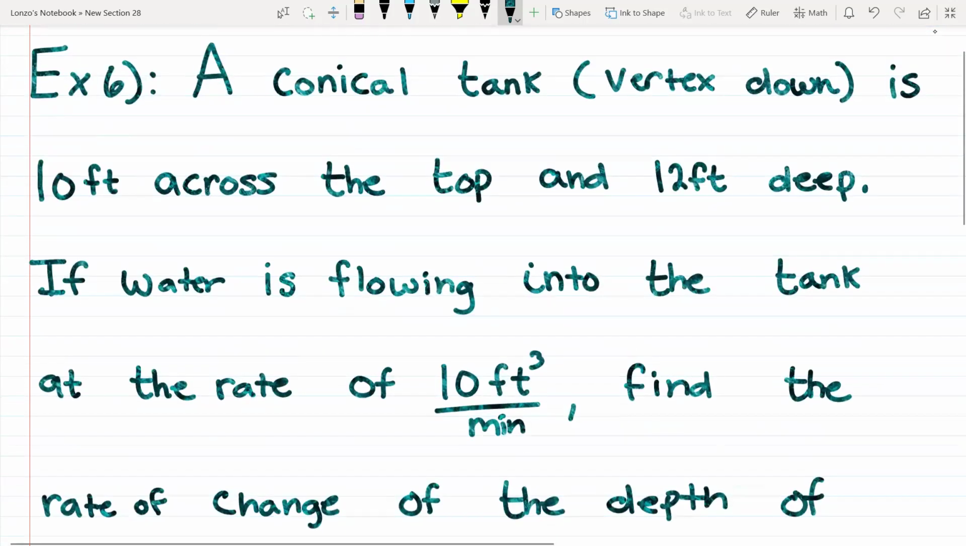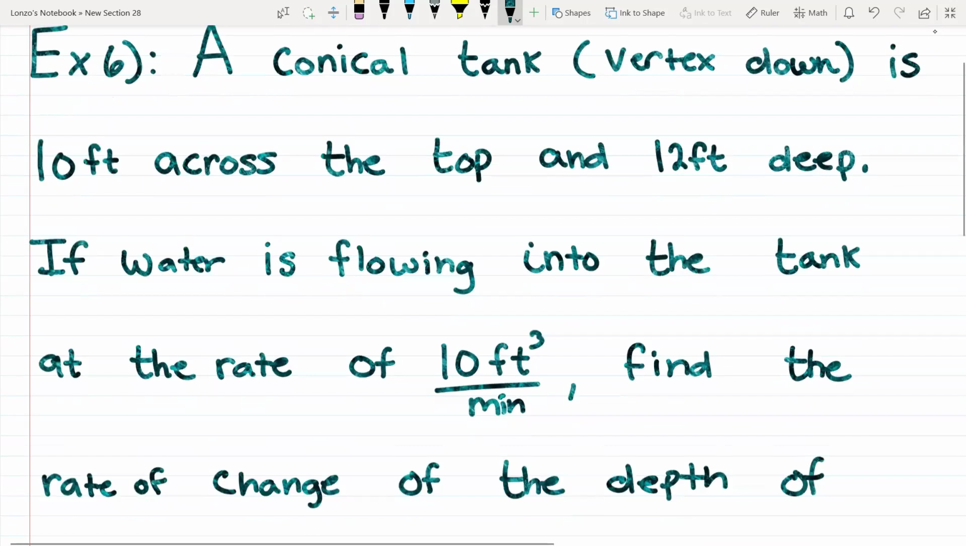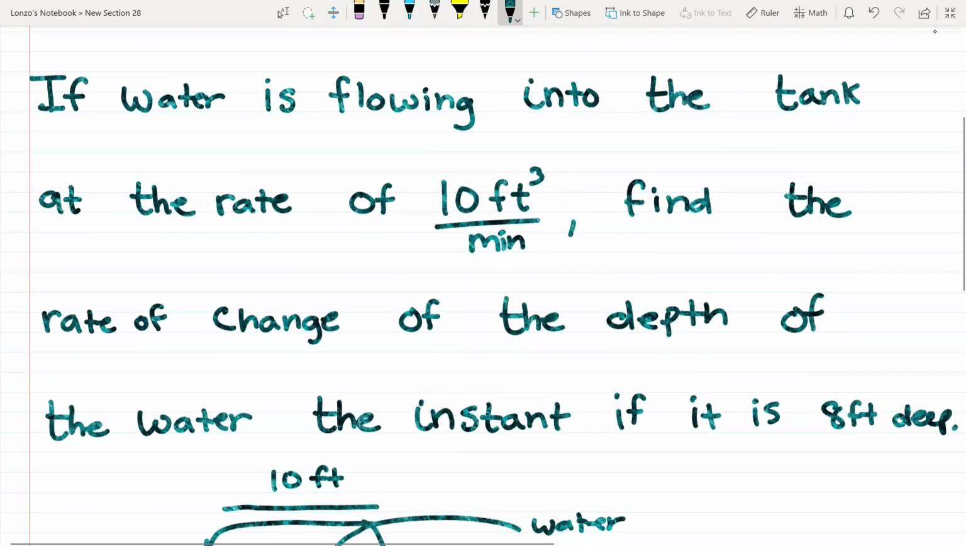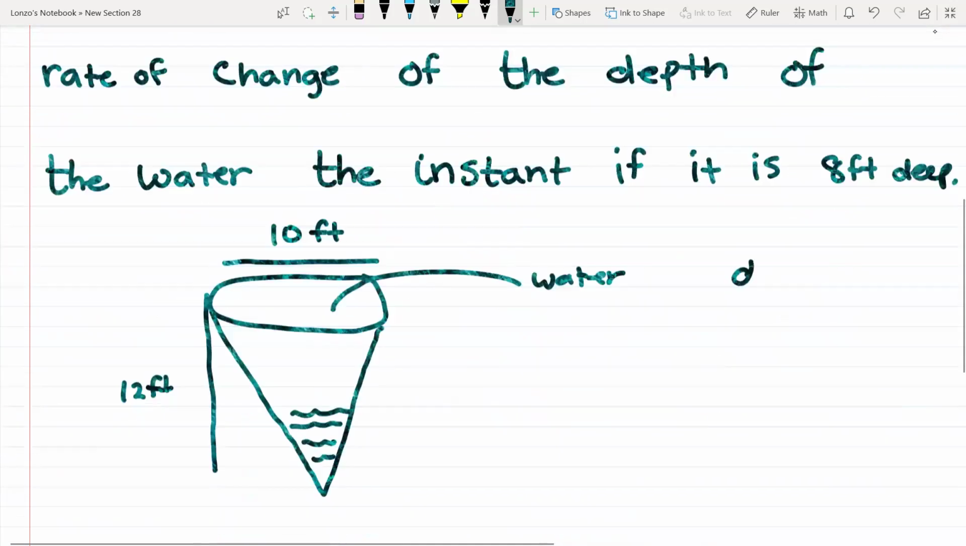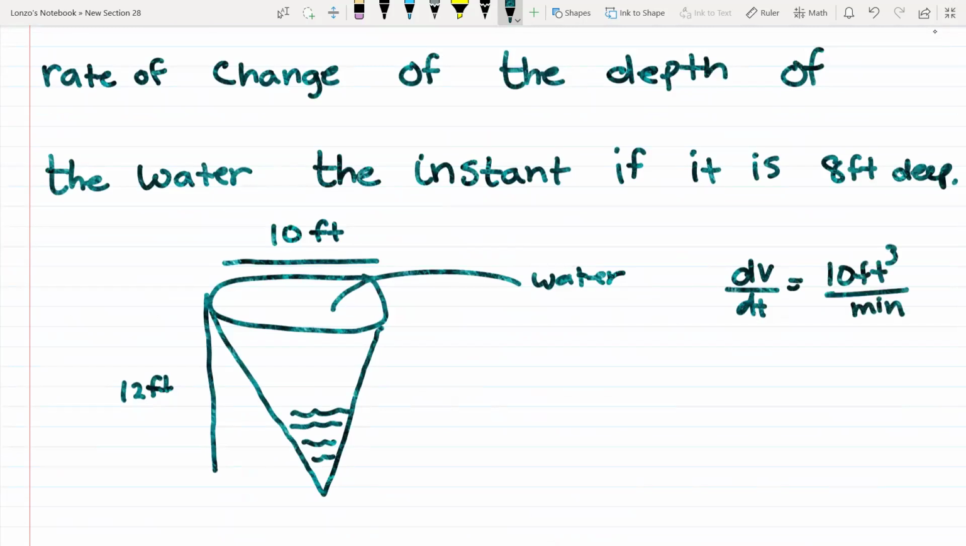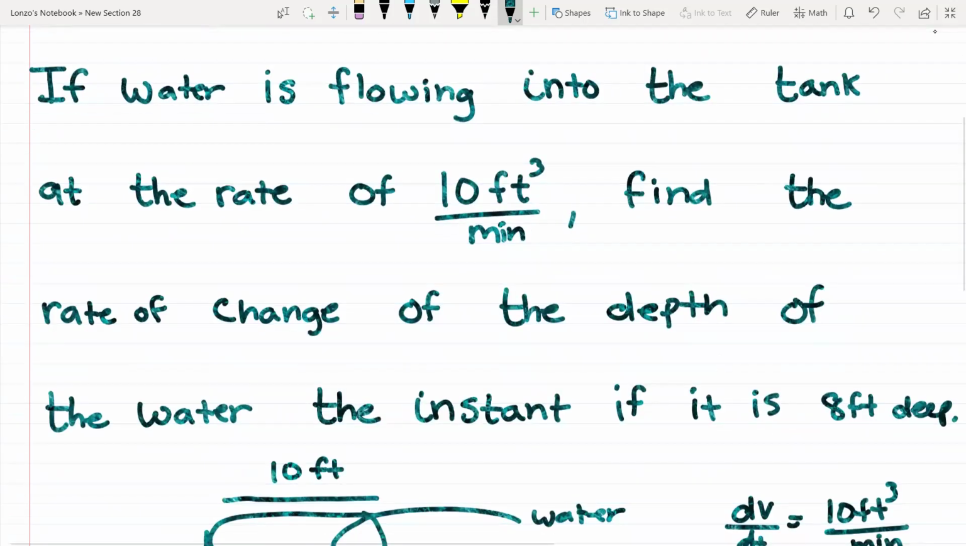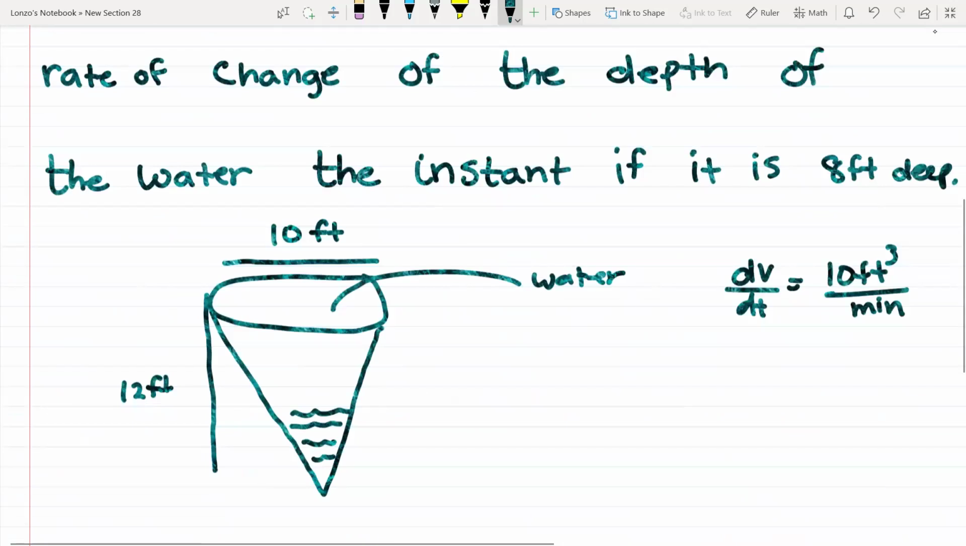Okay, so now it says water is flowing into the tank at a rate of 10 feet cubed per minute. So that is a volume and that is a rate, and that would be my dV/dt. And since you're adding water, it's going to be positive. So you have 10 feet cubed per minute. They're asking us to find the rate of change in the depth of the water.